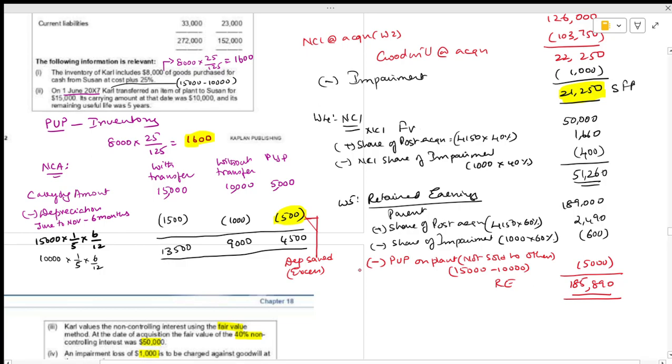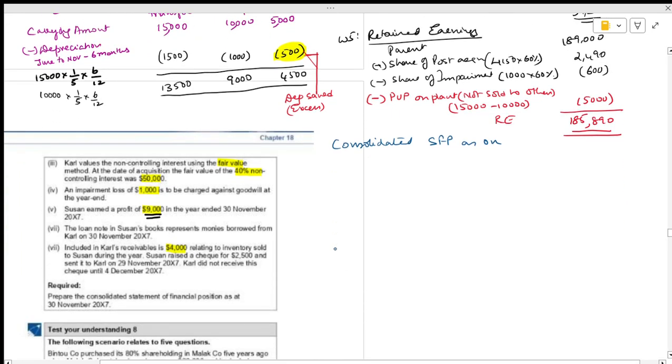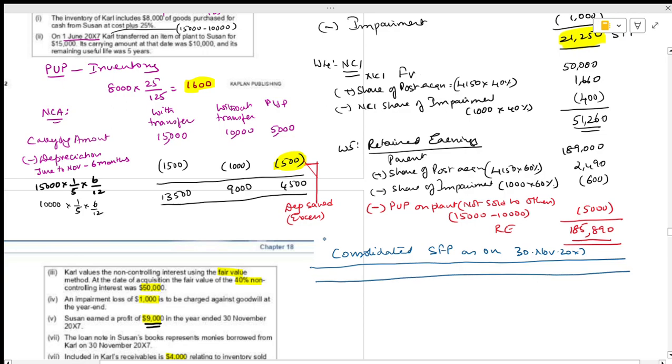Okay, now a little bit more challenging, a little bit more specific. This is completely different from the earlier workings: the consolidated statement of financial position as on 30th November 2007. Slowly, it's a little bit different, so new things are coming. We have to be a little bit slow on that. Okay. Next.